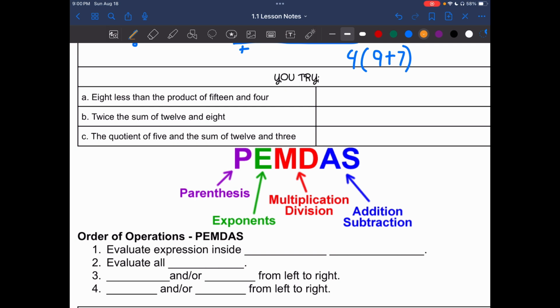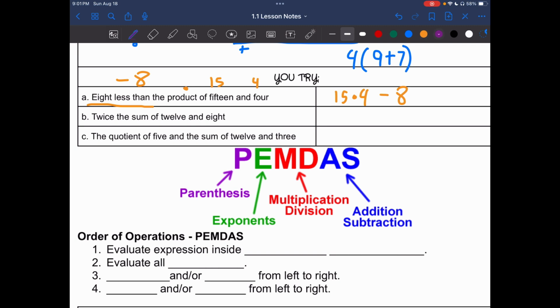All right, so here's that one phrase that I was talking about. We're talking about 8 less than something. So if we are saying 8 less than, we are taking away 8, right? 8 less than is taking away 8. And we have the product, so we have multiplication of 15 and 4. So what we do is we have 15 times 4 minus 8.